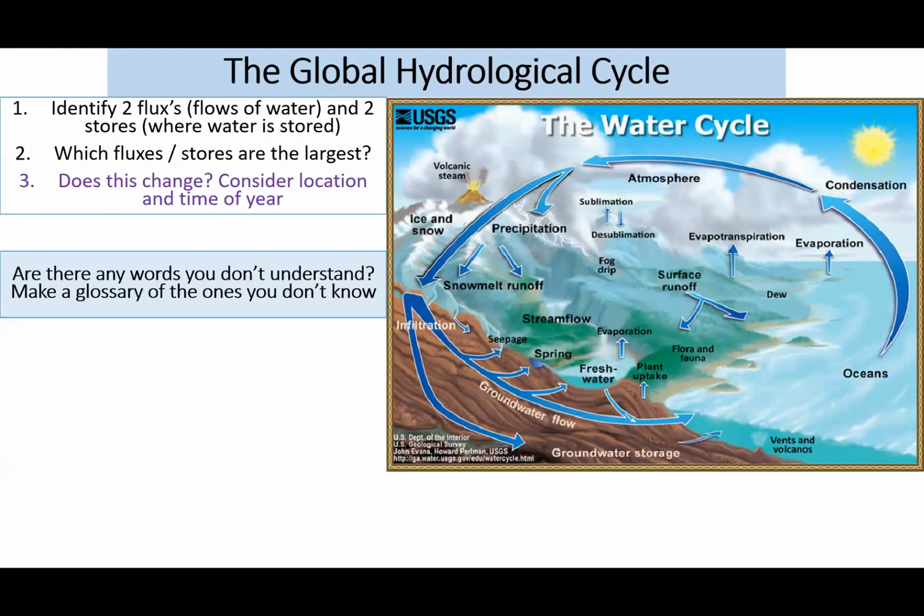Out of the keywords, I'm assuming the only ones you don't know are sublimation and desublimation. Sublimation is when something goes straight from a solid to a gas, so it doesn't become a liquid, and that can happen sometimes with ice. Desublimation is when it goes straight from a gas to a solid, so straight from water vapour into, I don't know, snow or ice crystals, something like that.